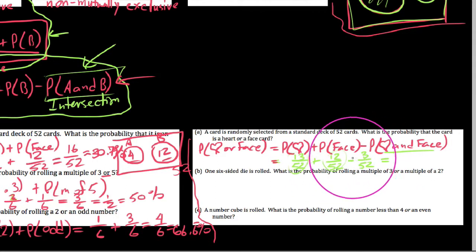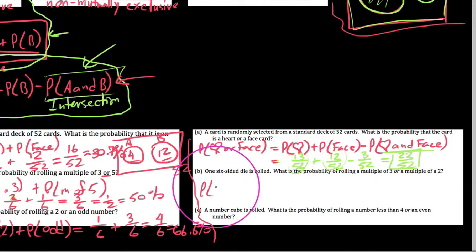So we get 13 plus 12 is 25. 25 minus 3 is 22 out of a 52 chance. And of course, we could get a decimal and a percentage for this, but I'm going to go ahead and move through these next 2 examples. We say, how about this? One 6-sided die is rolled. What's the likelihood or the probability of rolling a multiple of 3 or a multiple of 2?